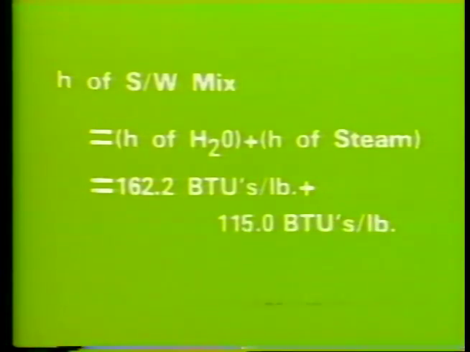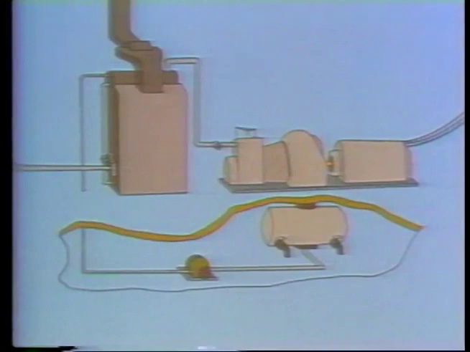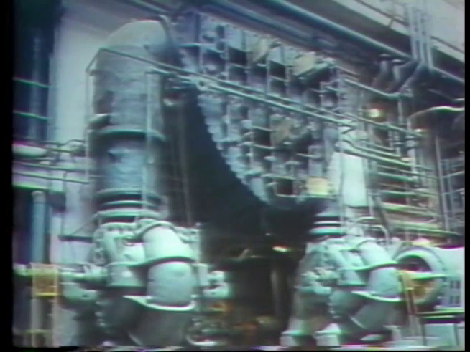162.2 plus 115.0 equals 277.2 BTUs per pound. So, the enthalpy of the steam-water mixture is 277.2 BTUs per pound. An understanding of the concepts of moisture content and quality are important when analyzing the plant cycle. Examples of where these conditions exist are the boiler drum in drum-type boilers and in the condenser. In later segments, we'll see other applications of these concepts in the plant cycle.